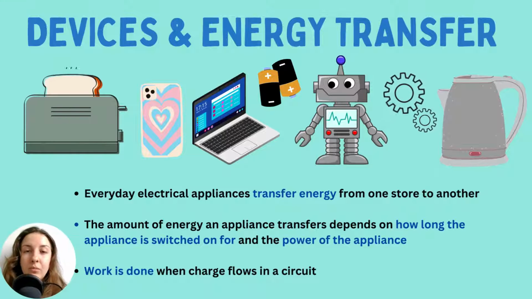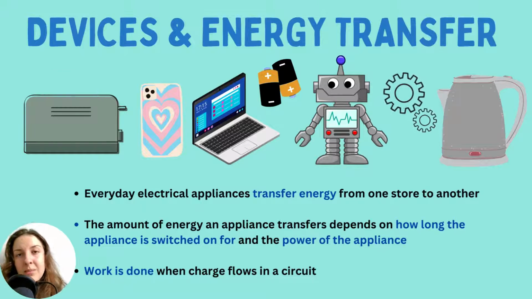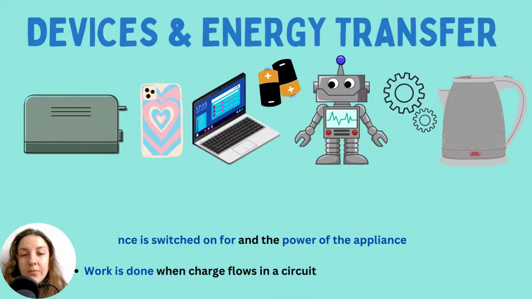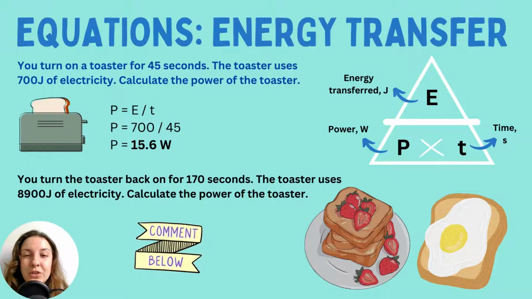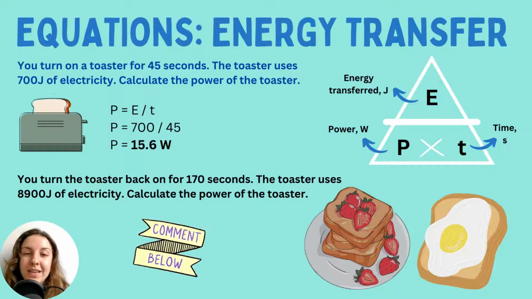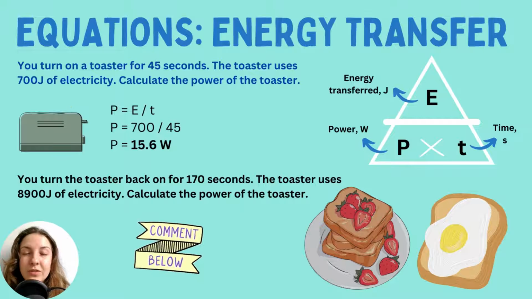So, for example, some appliances like a light bulb, the main job of a light bulb is to turn on and emit light, but some light bulbs get really hot and emit heat and thermal energy, which is wasted energy. So these are the sorts of things that people have done over time to actually correct and make these devices more efficient as well. So let's have a look at the second equation and how this relates to the GCSE course. Well, the first question is asking us, it says, you turn on a toaster for 45 seconds. The toaster uses 700 joules of electricity.